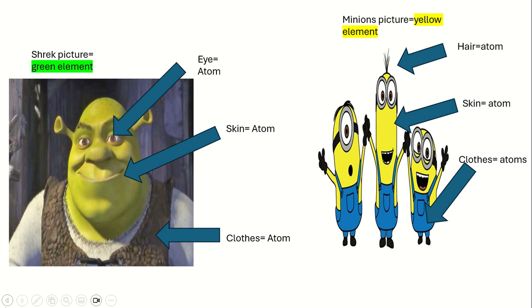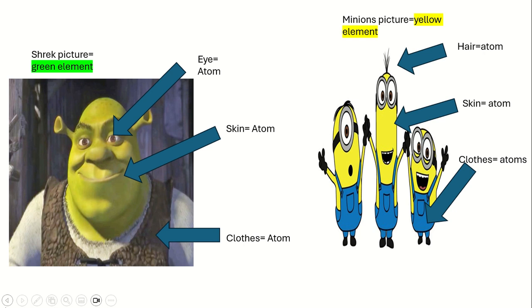So all these atoms, the skin, the eye, the clothes, who does these things belong to? It belongs to Shrek, or it belongs to the green element, which is Shrek. Shrek's cool name, the green element. Why do we call it a green element? Because Shrek is green, right? So all these atoms belong to the green element because Shrek is green.